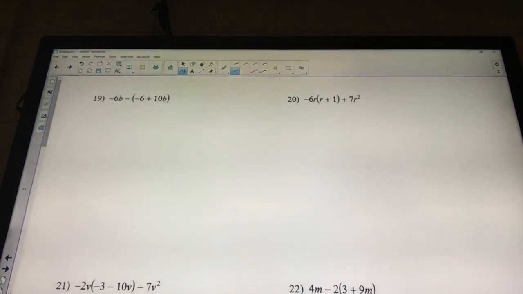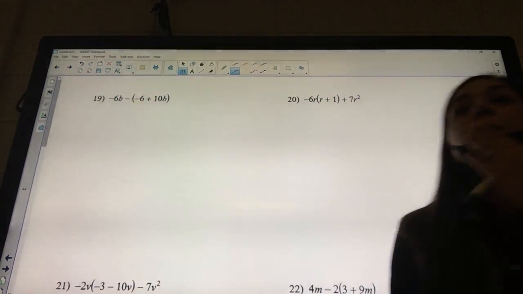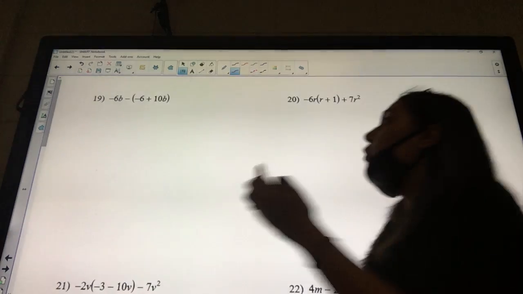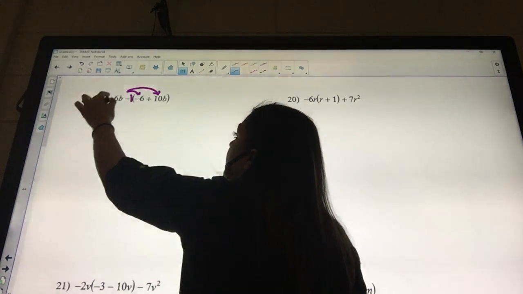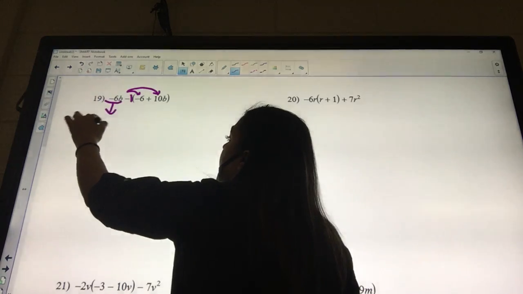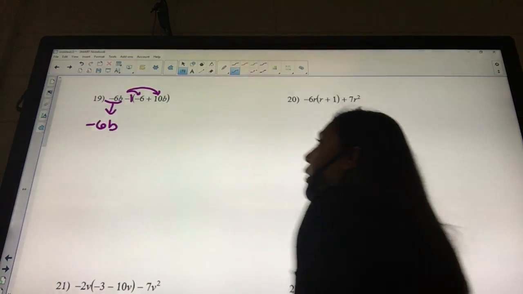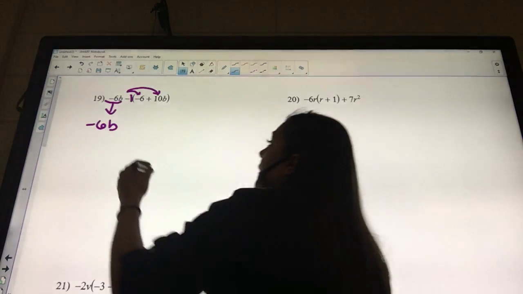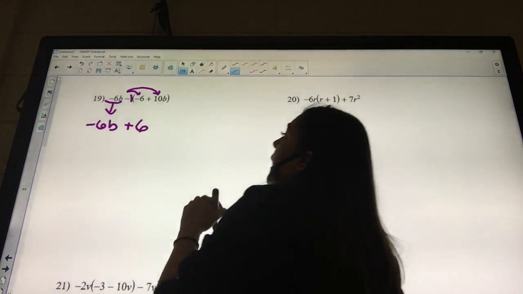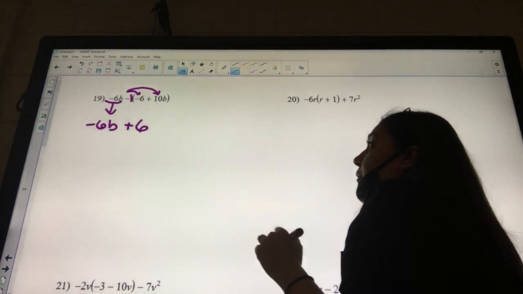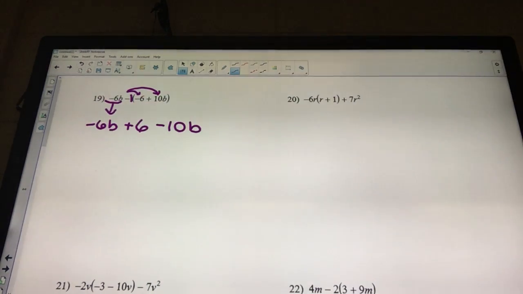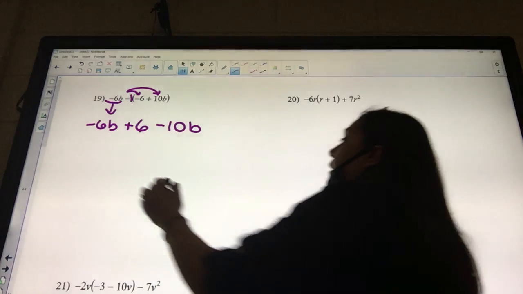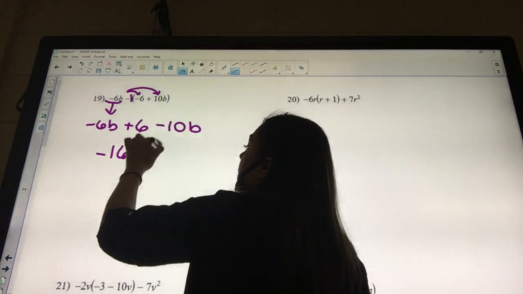All right, 19. Okay, we're going to distribute. What are we distributing? There's a 1 right there. There's a 1 right here, okay? So we're distributing this negative 1 to each piece. So this 6b we can drop down, negative 6b. What is negative 1 times negative 6? Positive 6. And then negative 1 times 10b. Negative 10b. And what can we combine? The b's, to give me negative 16b plus 6.